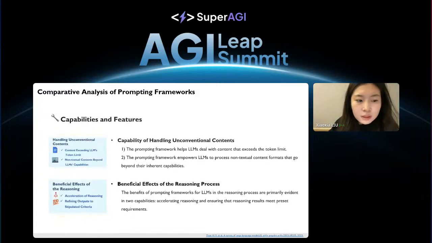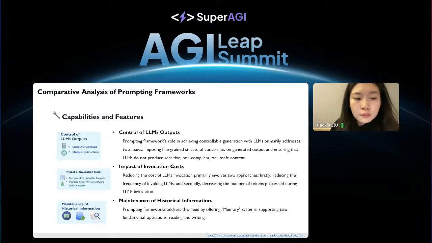So next we compare and analyze prompting frameworks from the perspective of capabilities and features. Capabilities and features are important dimensions because they directly determine the framework's ability and flexibility in problem solving and meeting users' needs. So we elaborate on various key stages of interaction between LLMs and prompting frameworks, including data pre-processing, inference process, output control, cost considerations, tool learning, and information maintenance. First is the capability of handling unconventional contents, and then the benefit of prompting frameworks for LLMs in the reasoning process. So let's briefly go through it.